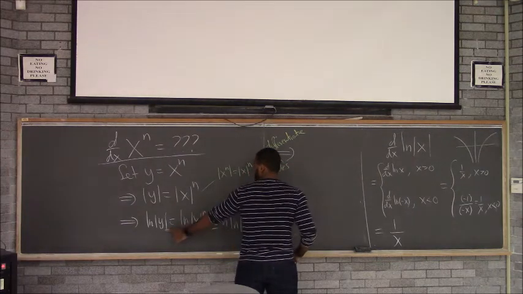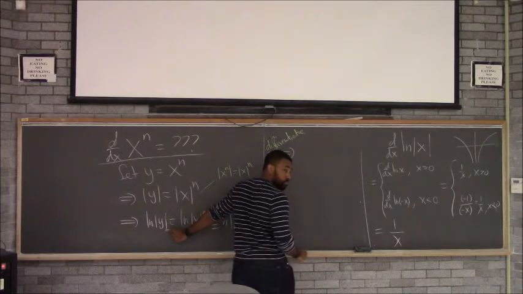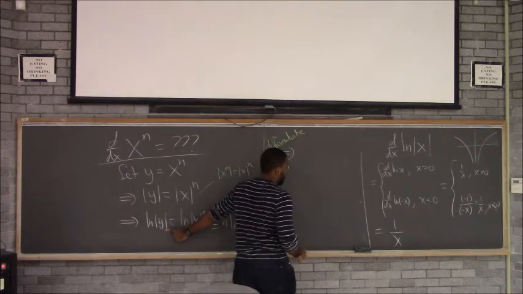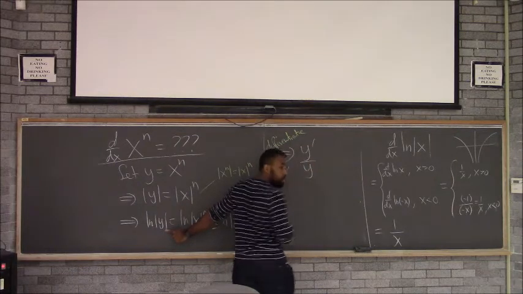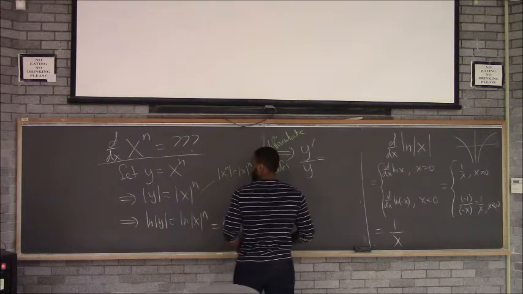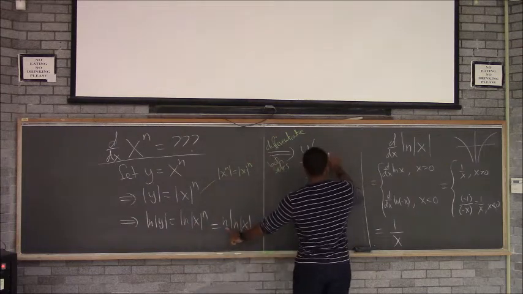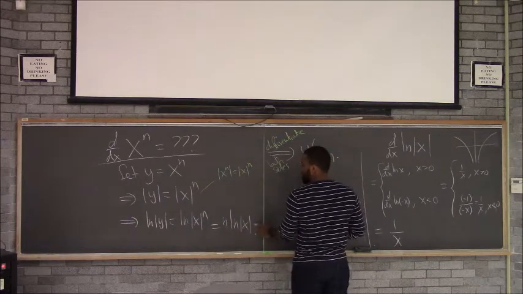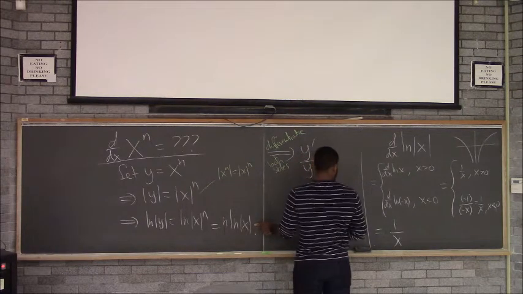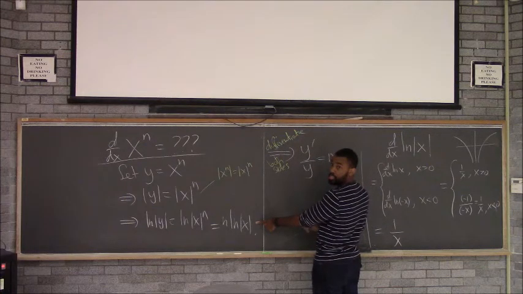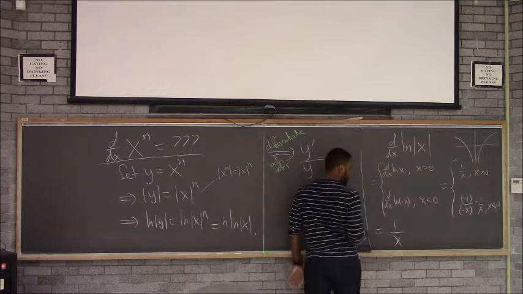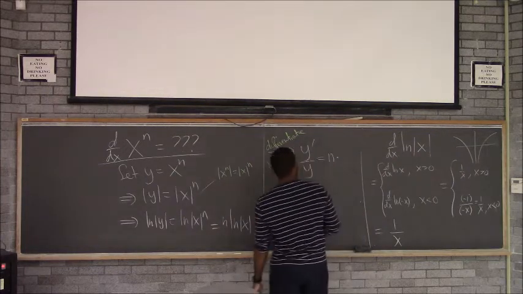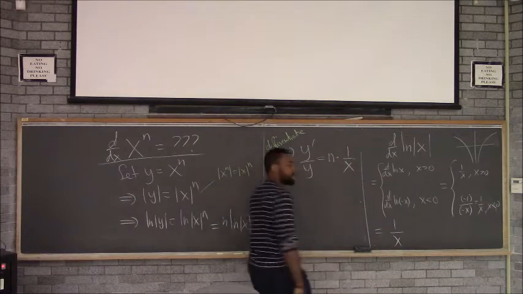What's the derivative of ln of absolute value of y? y prime over y by the chain rule. What's the derivative of, well, n is just going to stay here. What's the derivative of ln of absolute value of x? x prime over x, which is 1 over x, which is what we have right here. So this just becomes n times 1 over x.